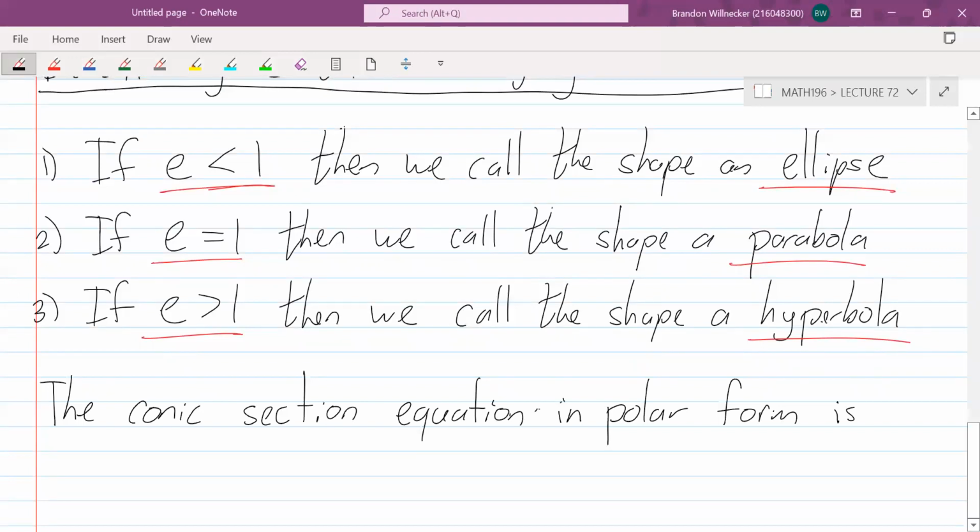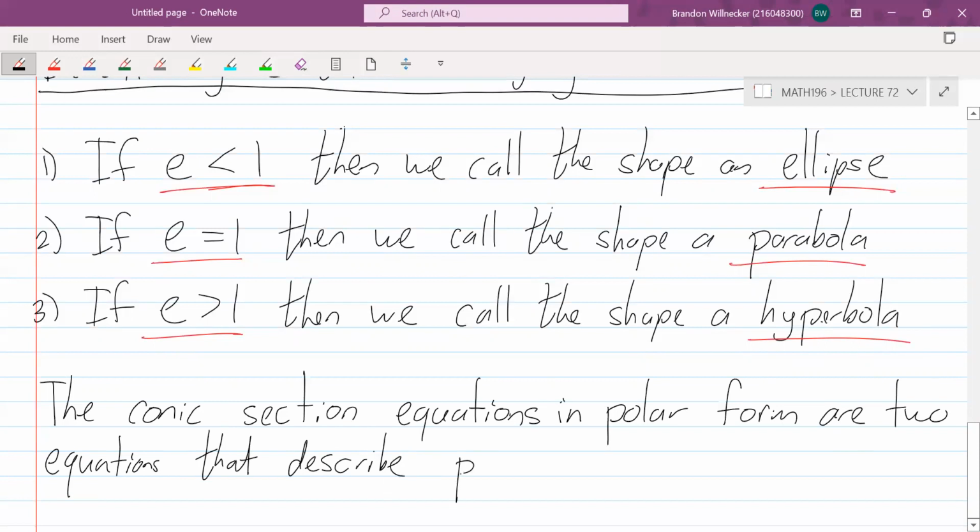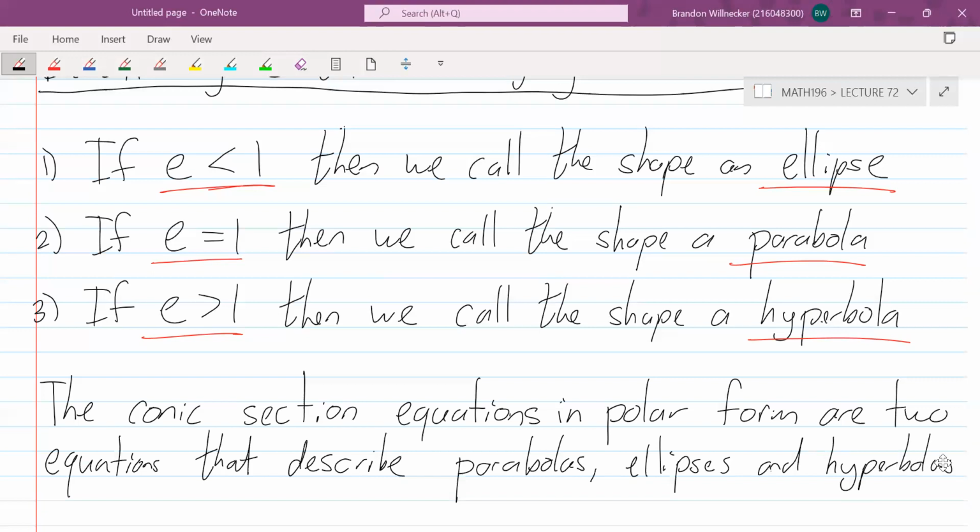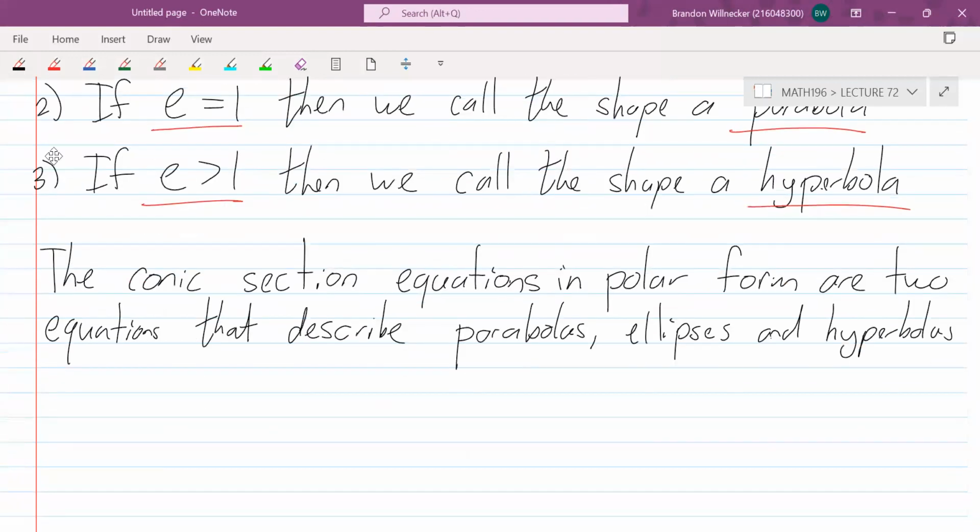So the conic section equations in polar form are 2 equations that describe parabolas, ellipses, and hyperbolas. Okay, so it's like one equation, or in this case, two equations that describe all three. Okay, so what do these equations look like?